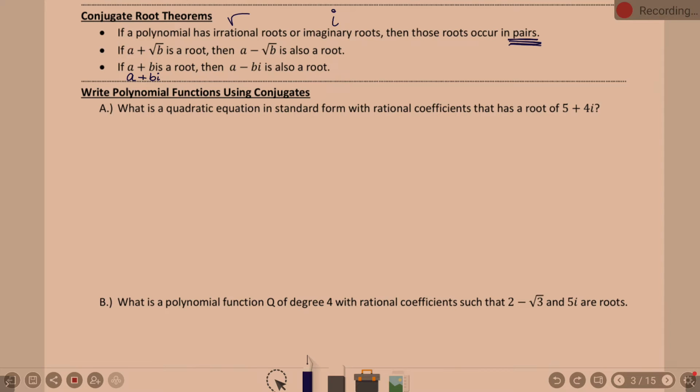Okay, quadratic. What do we mean quadratic equation? What's an example of a quadratic? What's the highest power in a quadratic?